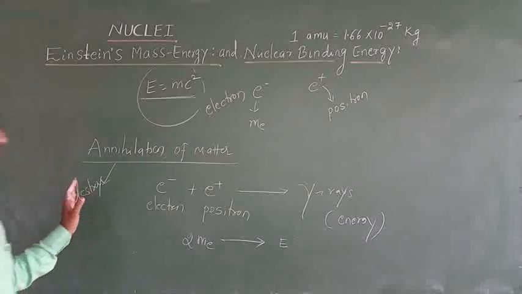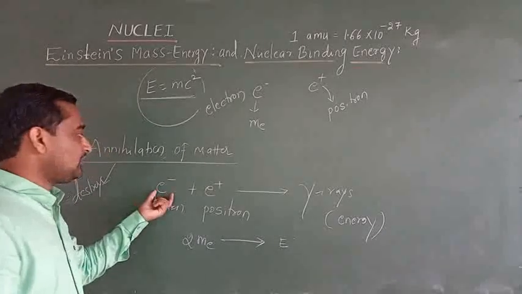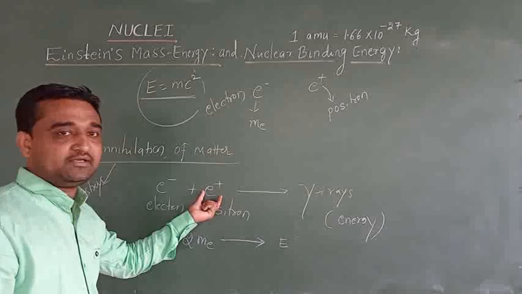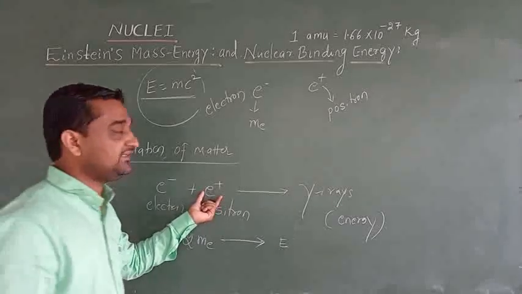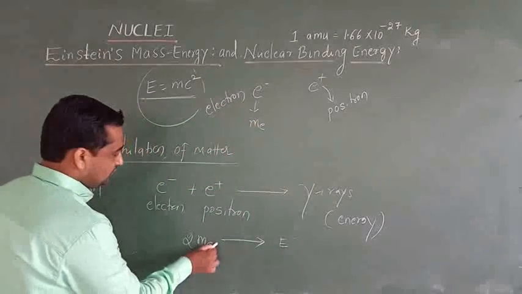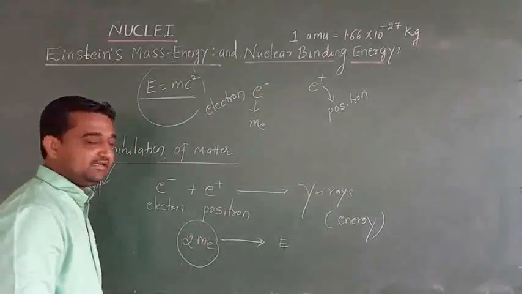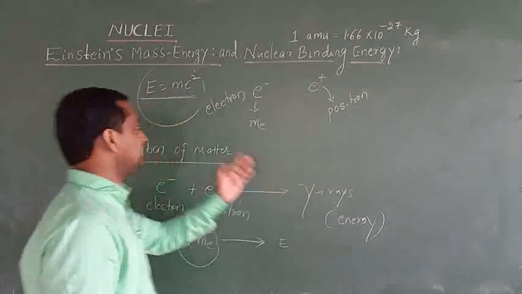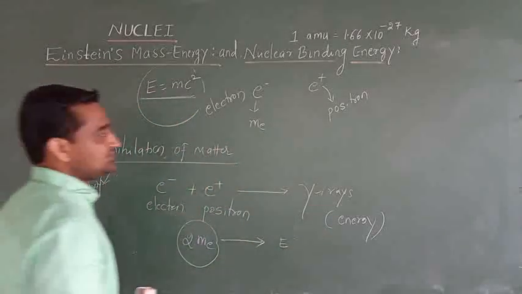Annihilate means to destroy. When this electron and positron come very close to each other or collide, they destroy each other, forming what? The gamma rays. So here 2 times the mass of the electron is converted into energy according to this relation, E is equal to mc square.